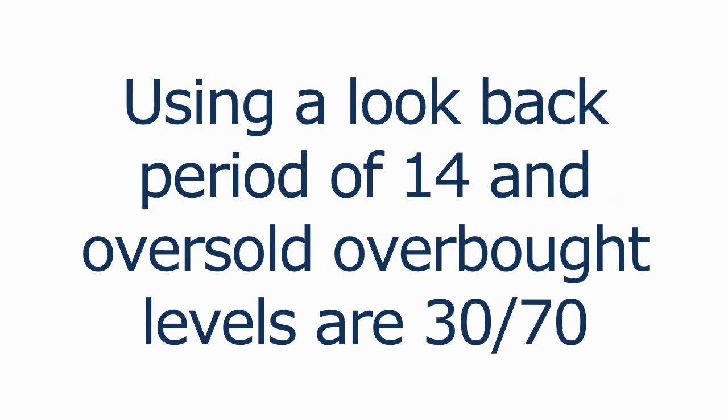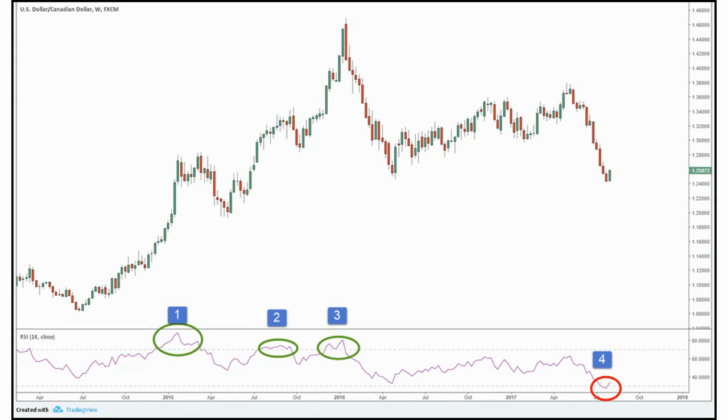Now, for what we're talking about here, we're going to look at the more conventional method, and we're going to use a look back of 14, oversold of 30, overbought of 70. And we're going to look at these zones for reversal trades. Now, this here is a weekly chart of the United States dollar against the Canadian dollar forex pair, and there are 4 areas that are highlighted.